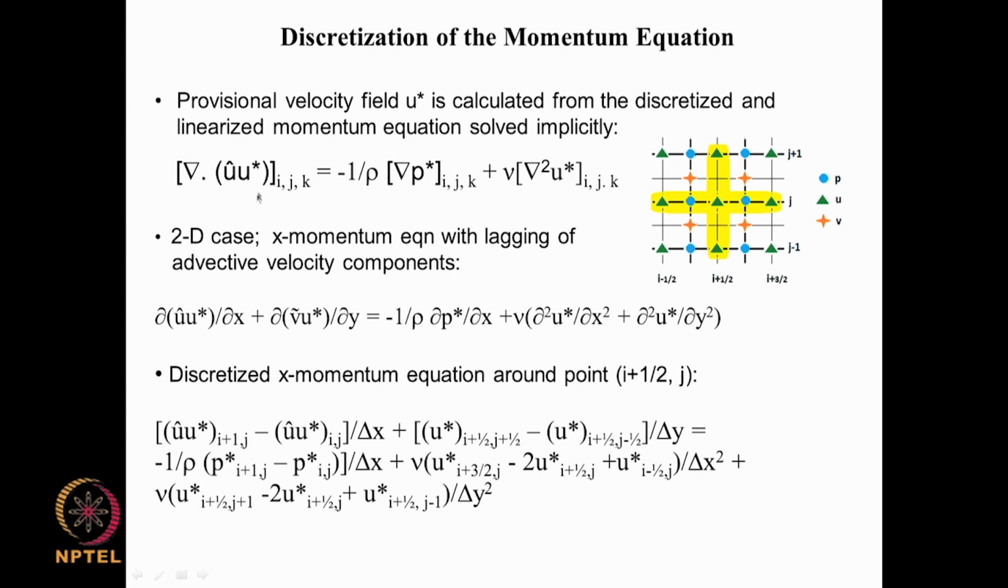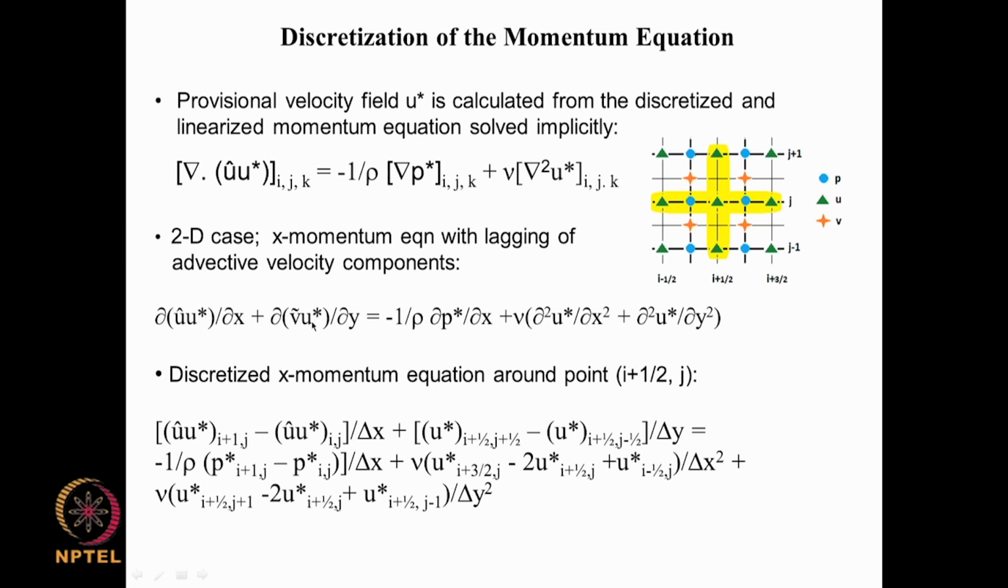Now each of these terms is being evaluated at i, j, k, and this is evaluated in the following special way. For the 2D case, we can write this equation as dou by dou x of u hat u star plus dou by dou y of v tilde u star equal to minus 1 by rho dou p star by dou x plus nu times dou square u star by dou x square plus dou square u star by dou y square. In this equation, this u star is the variable that we want to evaluate.